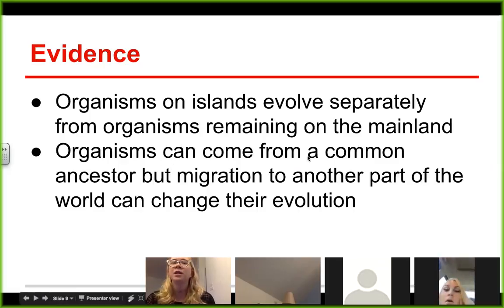So organisms can come from a common ancestor, but migration to another part of the world can change their evolution, right? So as soon as these finches were in a different location with different food options, right, very slowly that changed how they actually physically look and function.